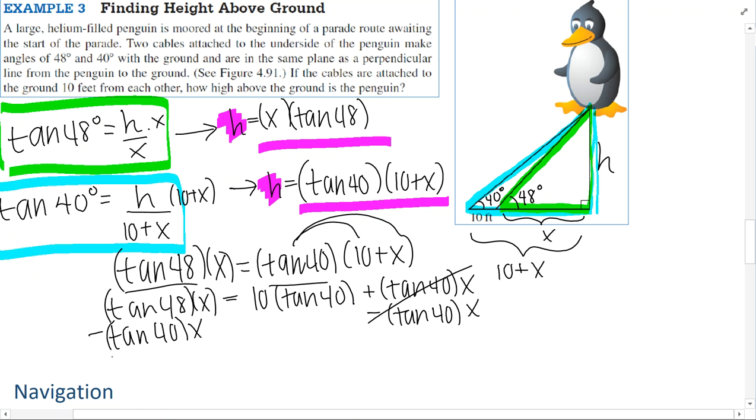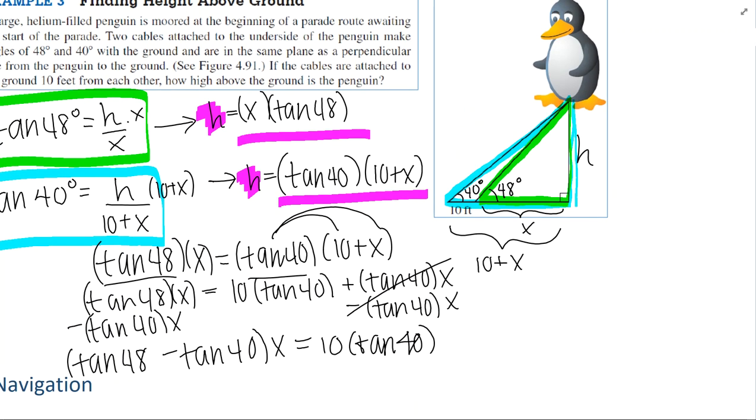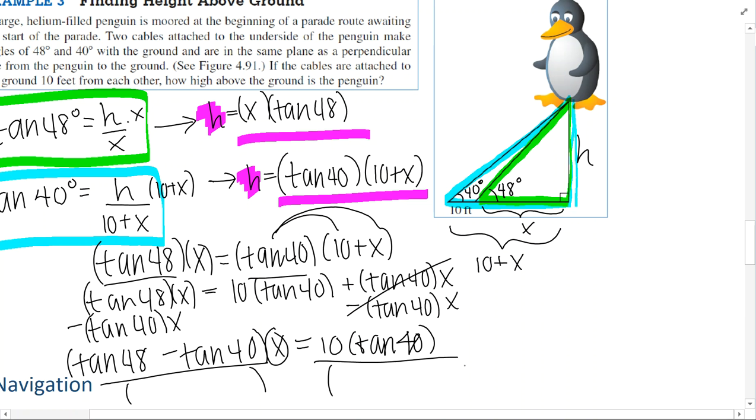All right, so the way that I'm going to write this is I'm going to write the tangent of 48 minus the tangent of 40, times x, equals 10 times the tangent of 40. Okay, almost there. To get x alone, I'm going to divide both sides by this big old ugly thing. Specifically, the tangent of 48 minus the tangent of 40. All right, that is x.